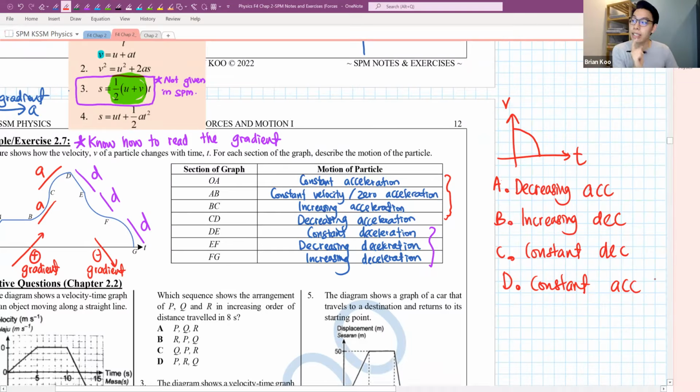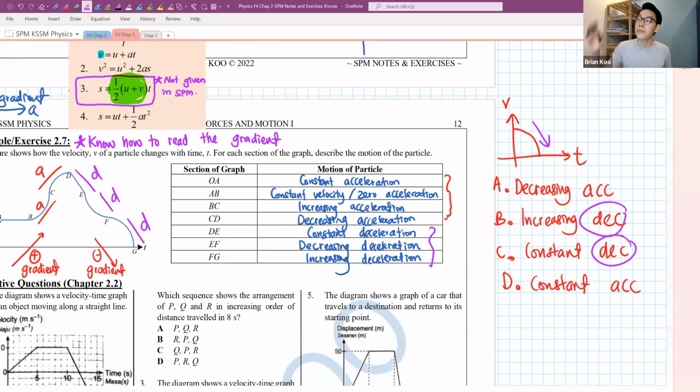First, you ask yourself, is it decelerate or accelerate? Yeah, Kirina say B. If the velocity goes down, slowing down. Slowing down means what? Decelerate. Okay, slowing down. Yeah, Courtney also say B. Very good, well done. Slowing down.